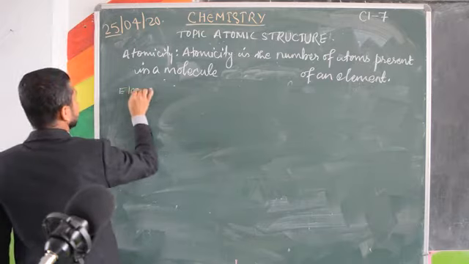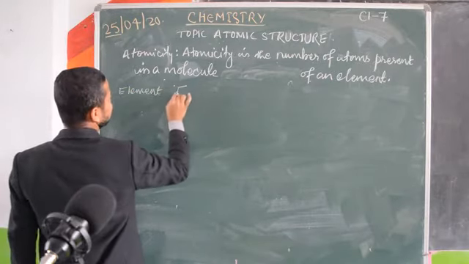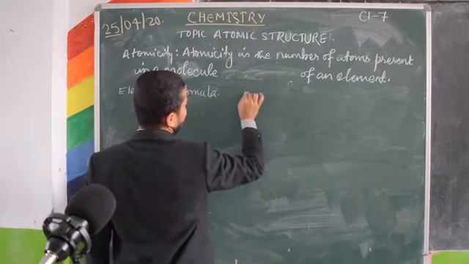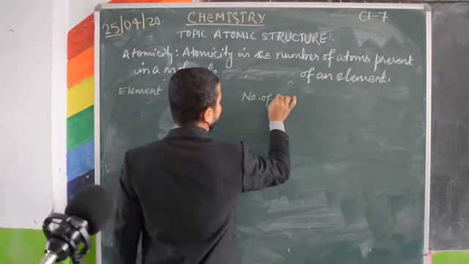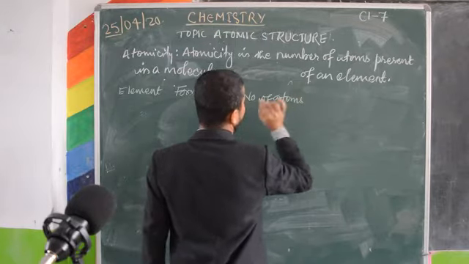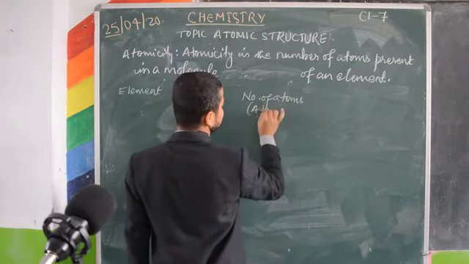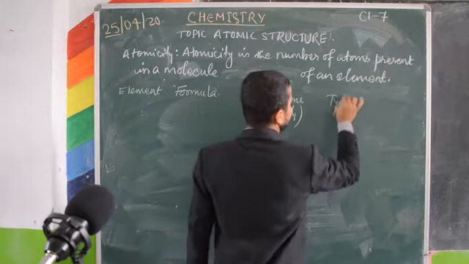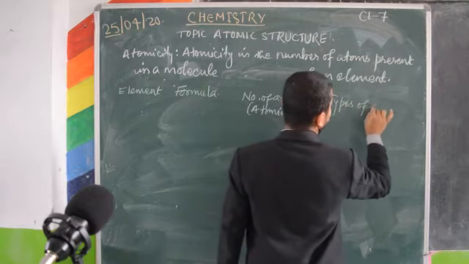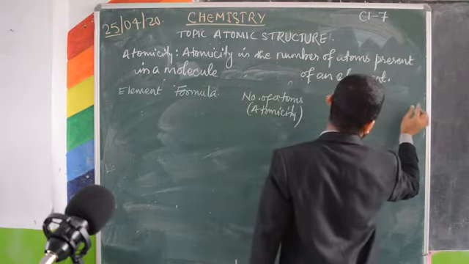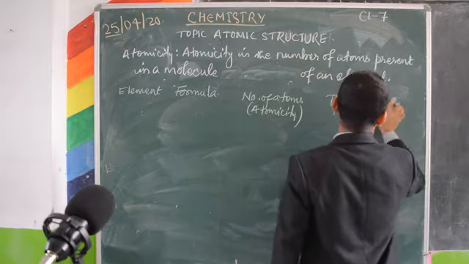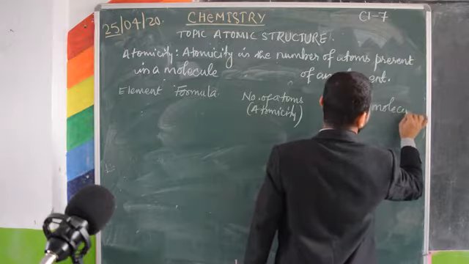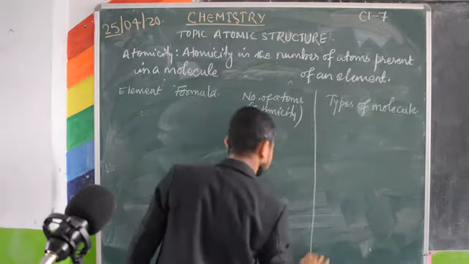Here we will be writing the element. Here we will be writing the formula. Here we will be writing the number of atoms, or rather you can say atomicity. And here the types of molecule.